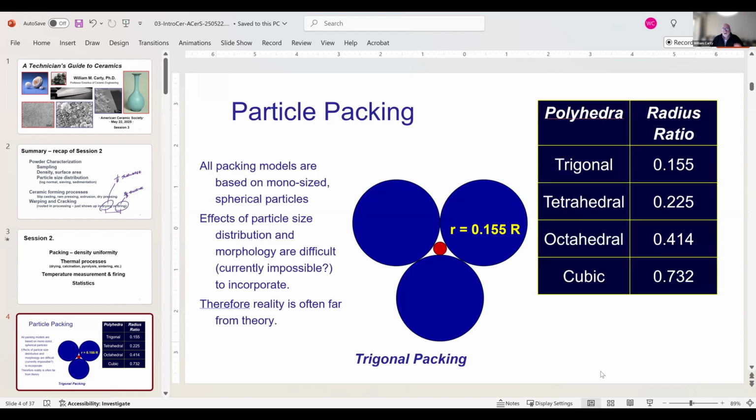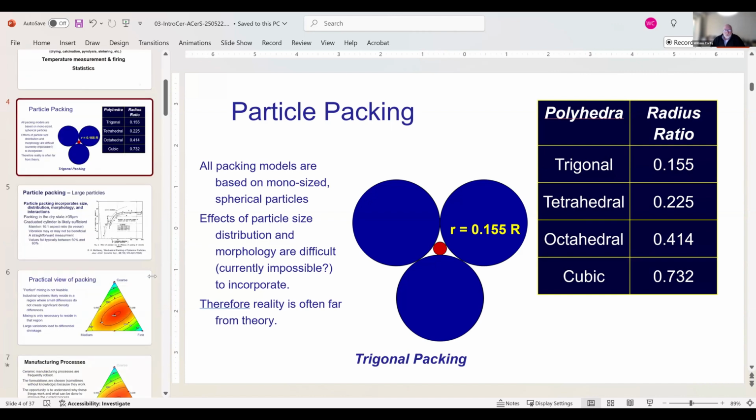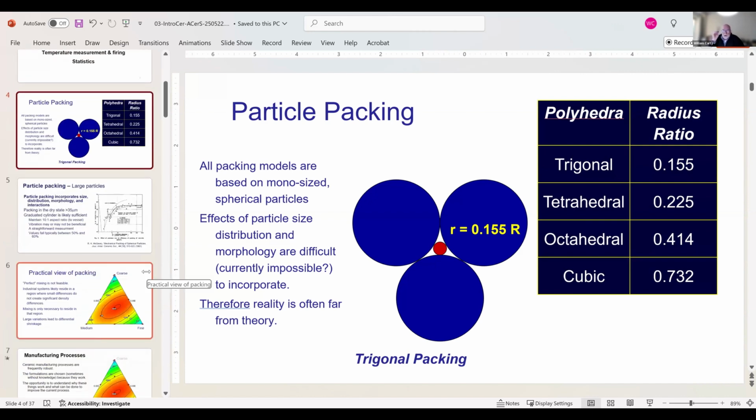So let's talk about particle packing. All of the models that have been developed for particle packing are based on a mono-sized spherical particle. And that's fine, and that's a good place to start, but they don't actually apply ideally to the packing of real particles, because none of those particles are spherical for the most part. The other thing is that in real powders, we always have a particle size distribution, and you know that particle size distribution is typically log normal. The other thing is morphology.